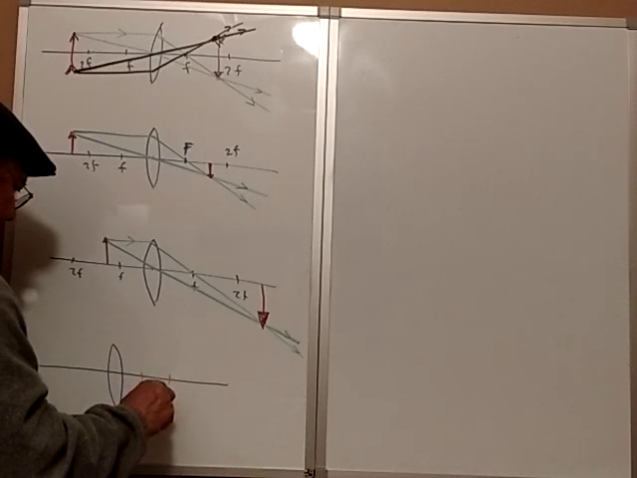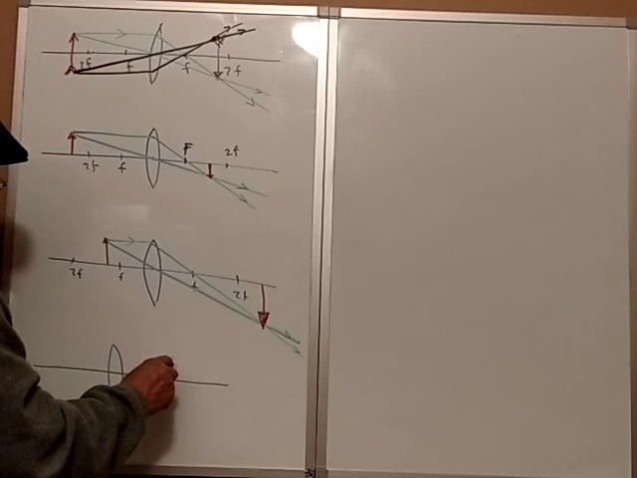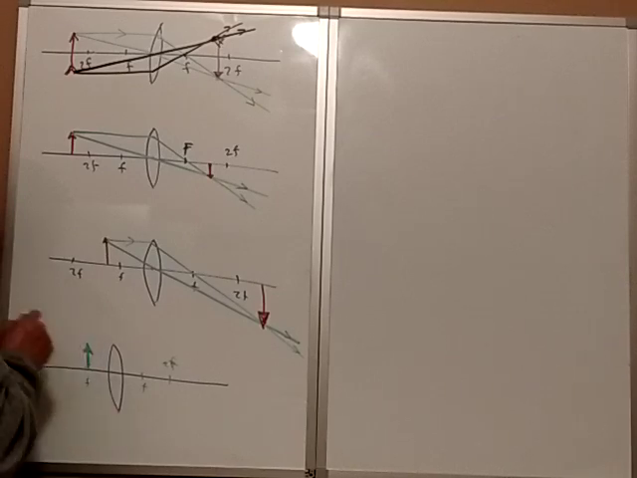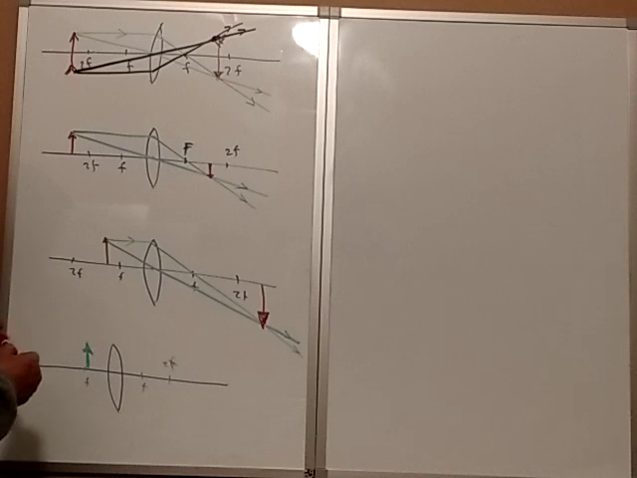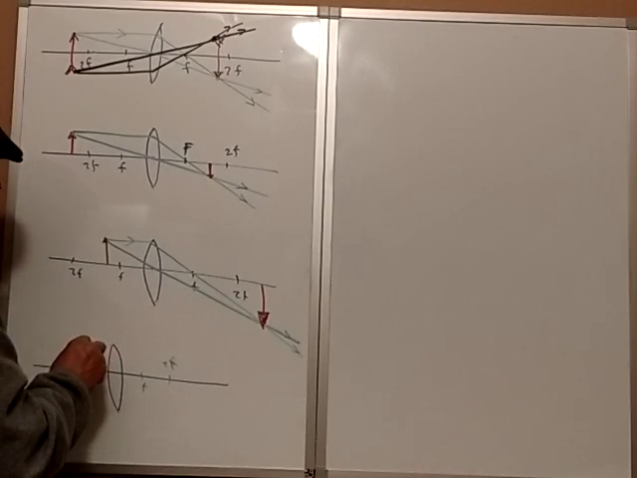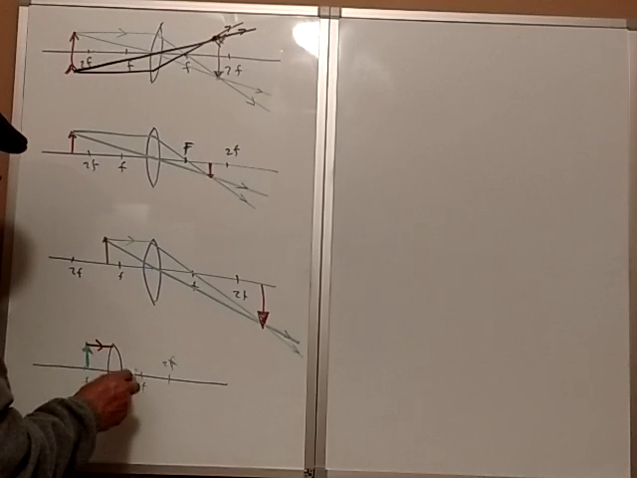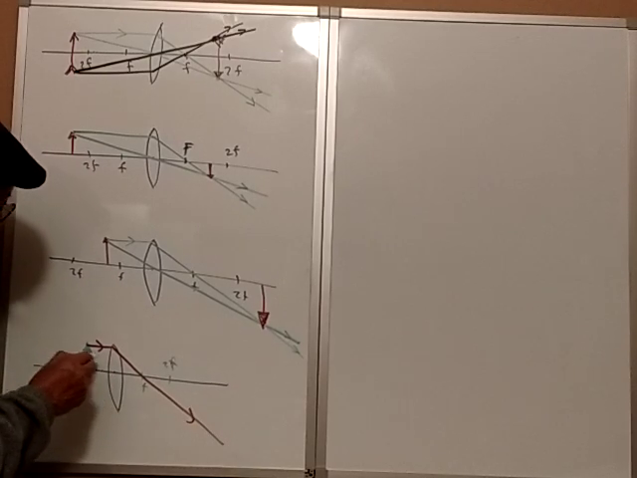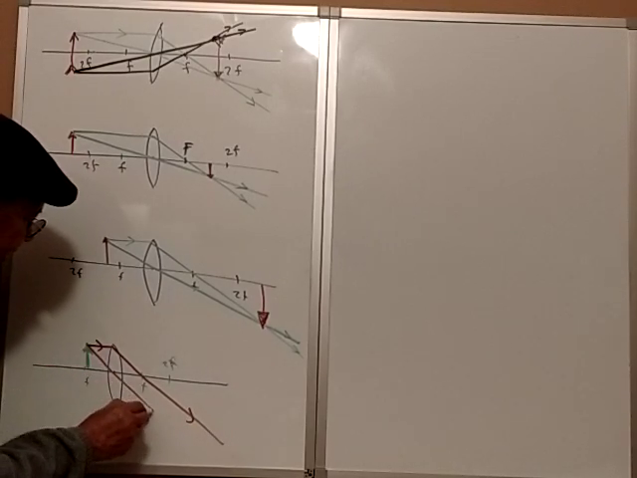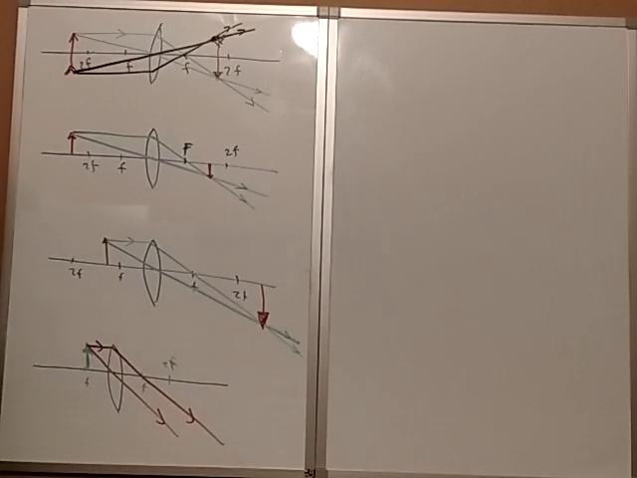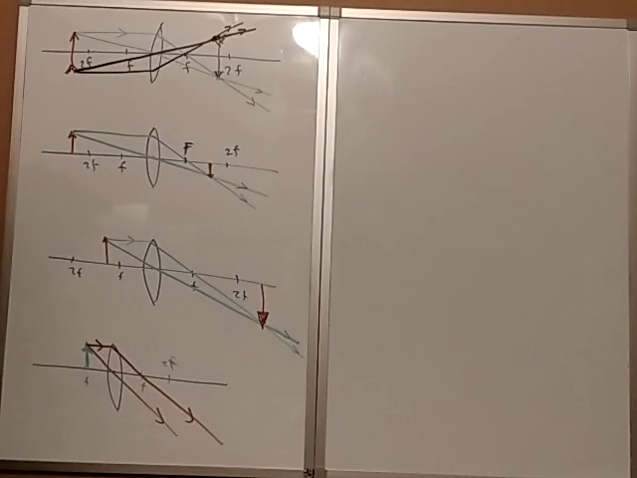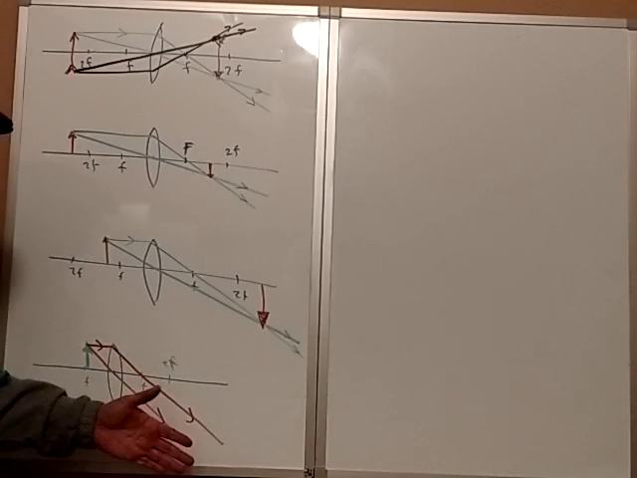F into F. Let me try to put it right at F. So this time I make the object green. First of all, the first ray is parallel, and then it will go through the focal point. The next one is going to go through the center, and it will not change direction, so it will go out. And these two are going to be parallel, so they will meet only at infinity. Alright? Okay, they will meet only at infinity.